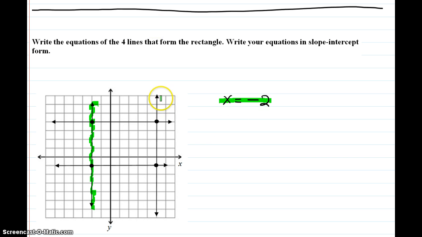So we have another vertical line. Where does that touch the x-axis? And so that touches at x equals 5. So we have the two vertical lines now. Now let's take a look at the horizontal line.